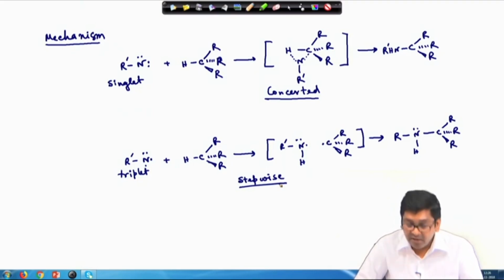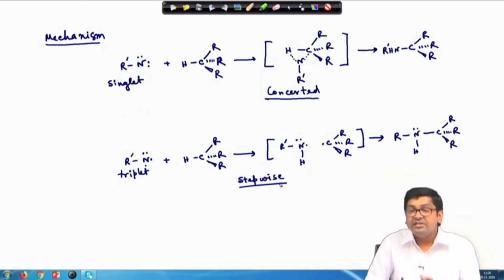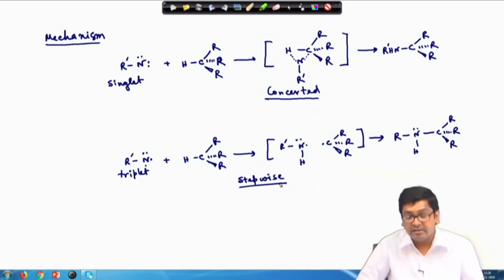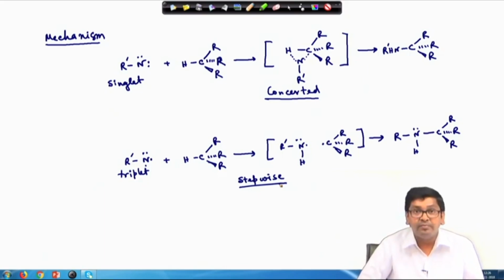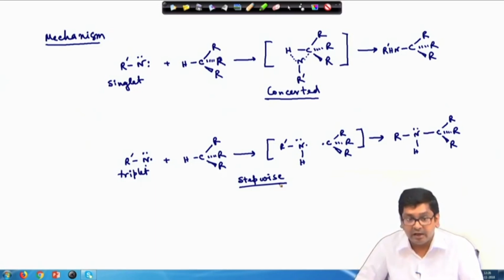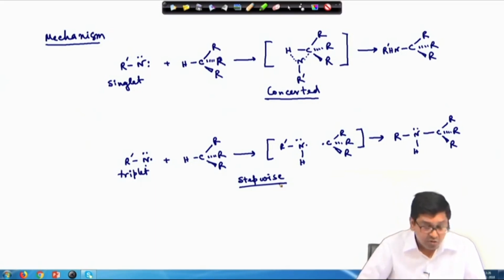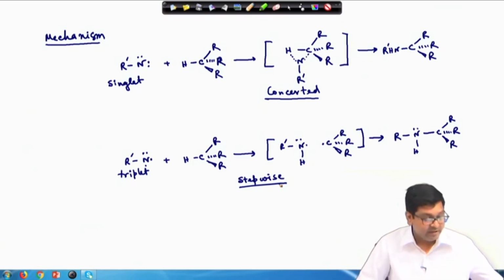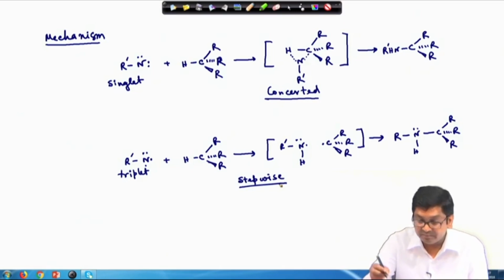In one case definitely there is retention of configuration, or it will be a highly stereospecific reaction, whereas in the other case, as for example the triplet case, non stereospecific insertions of this nitrene species will occur. Next we will see some examples.